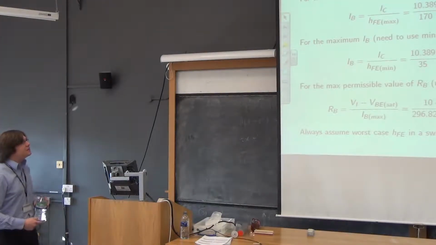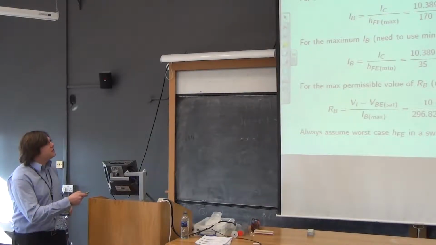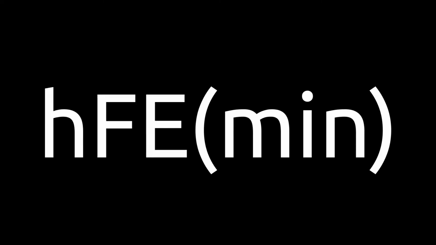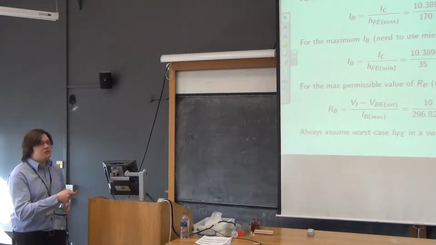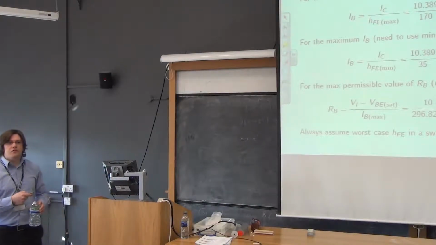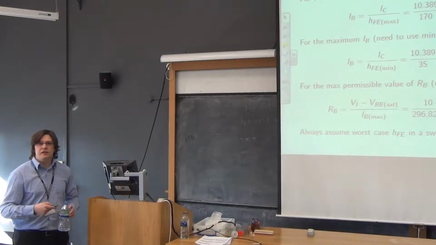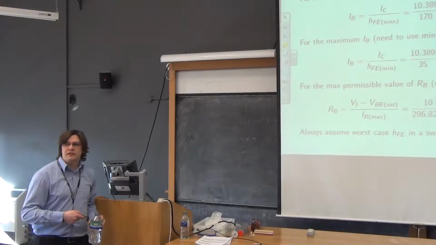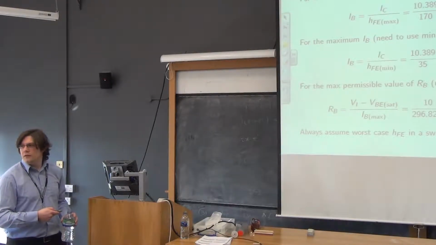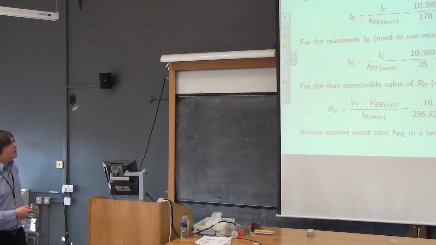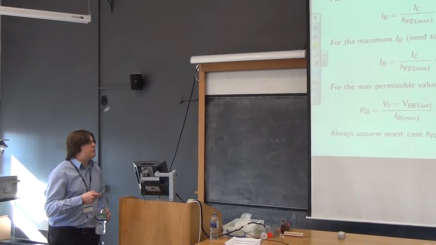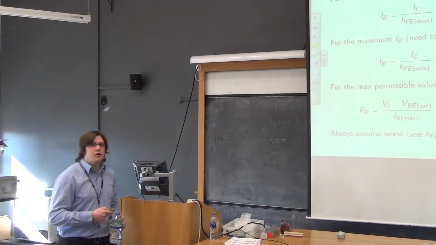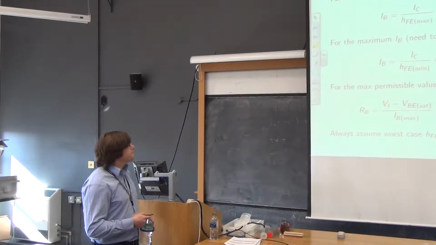For the maximum permissible value of IB, this is the one you're interested in, because you've got to allow the transistor to work, even if it's a really crummy transistor and has a terrible HFE. You've got to make sure you can get this current into your base without any likelihood of your transistor switching off.